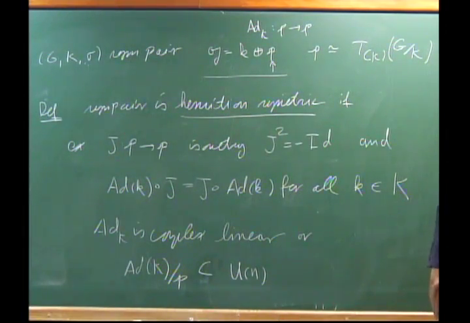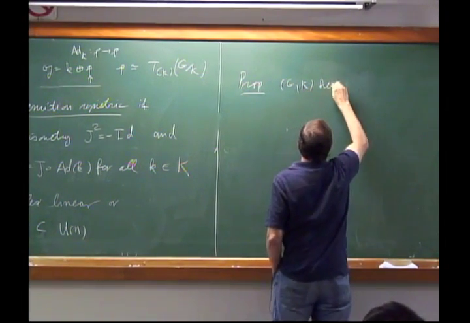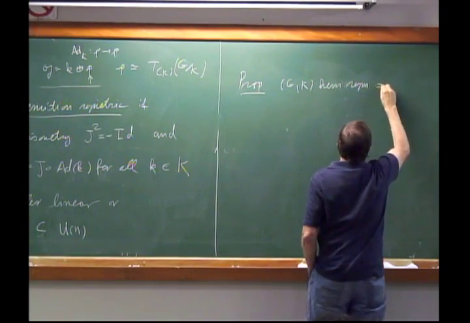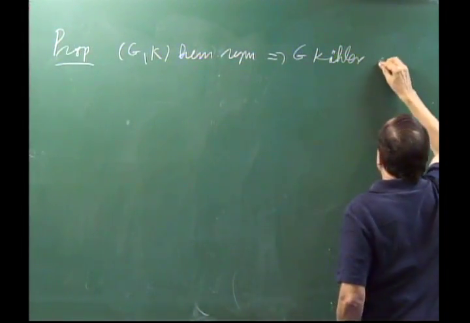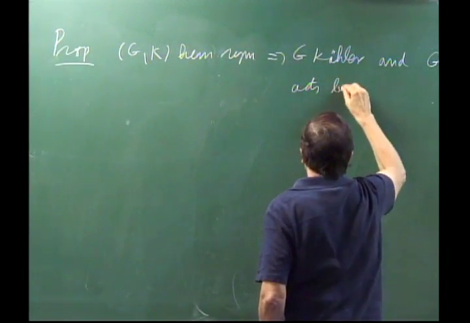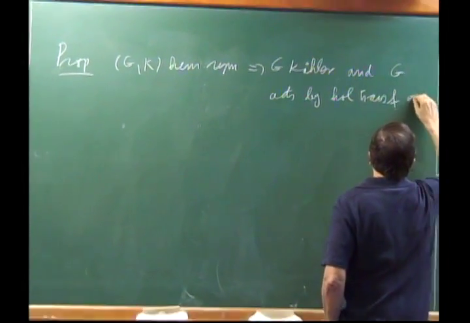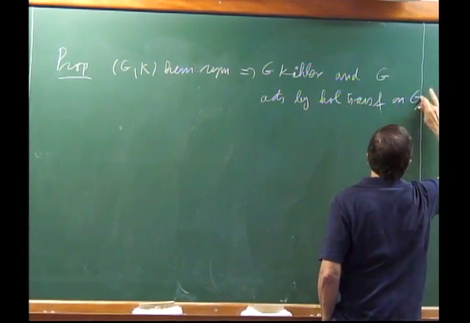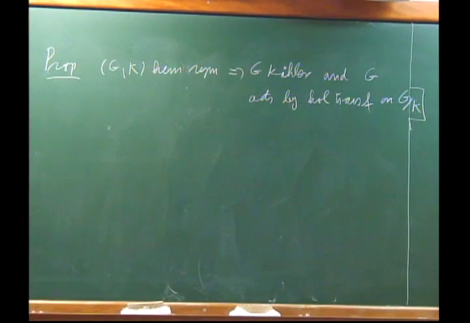And that's what we want to claim now. So proposition: G/K Hermitian symmetric implies G is Kähler, and G acts by holomorphic transformations on G mod K, with respect to the complex structure I'm going to define on the space using J itself. Okay. So let's prove this.